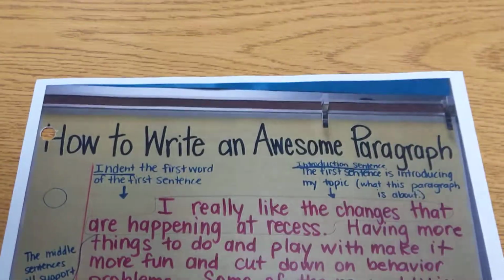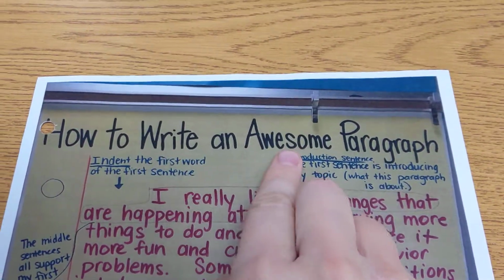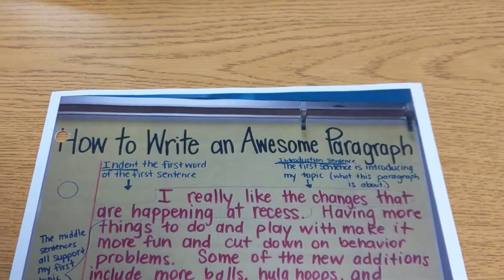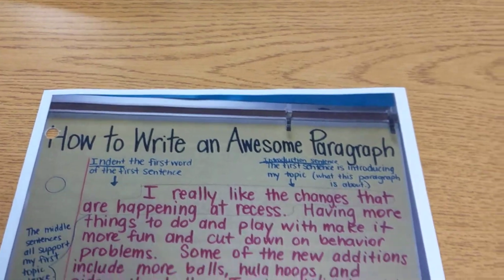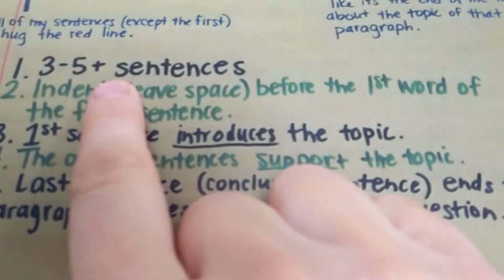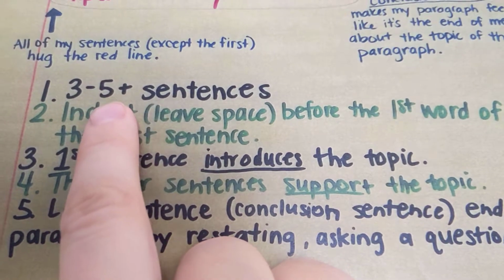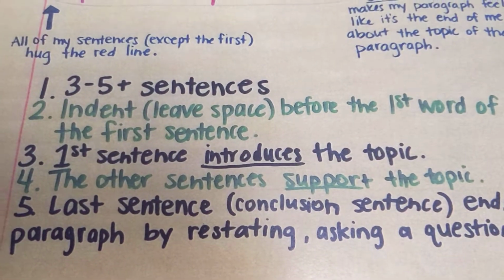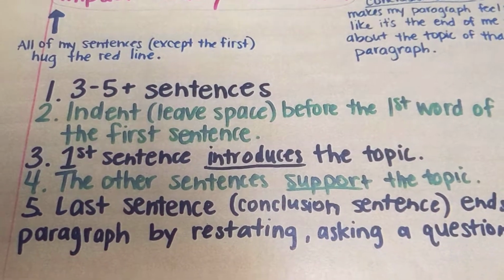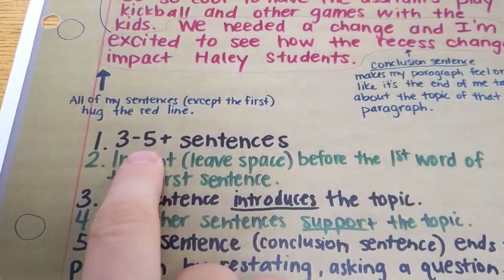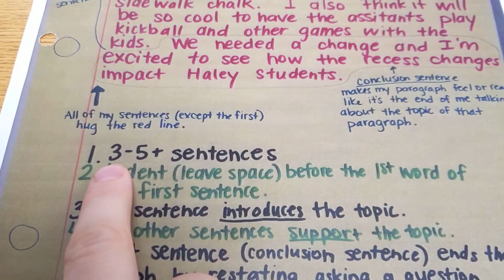Today I'm going to be teaching you how to write an awesome paragraph. A paragraph is when you are writing 3 to 5 sentences. That is the first step to a paragraph. It has to have 3 to 5 sentences. Now it says 5 plus. You can have more than 5. You can have 10 sentences if you want, but it has to have at least 3, and the goal is 5 for you. 3 is a wimpy paragraph.